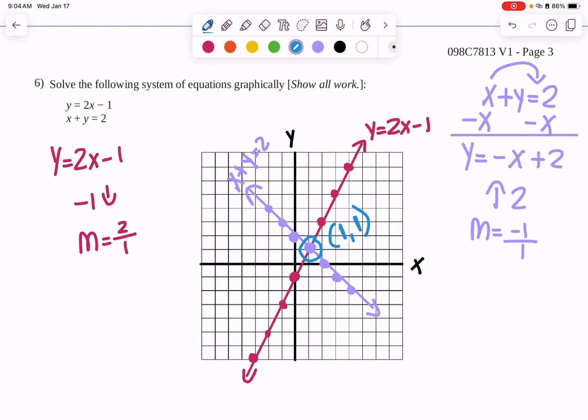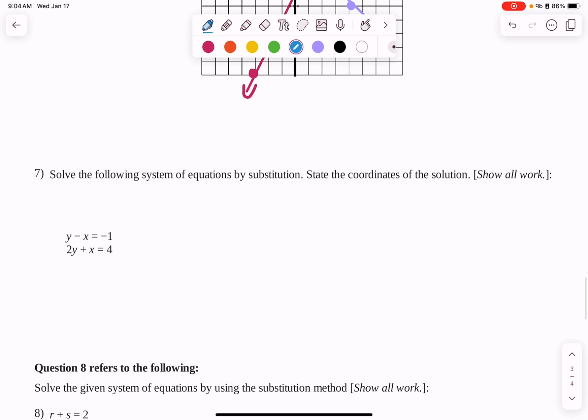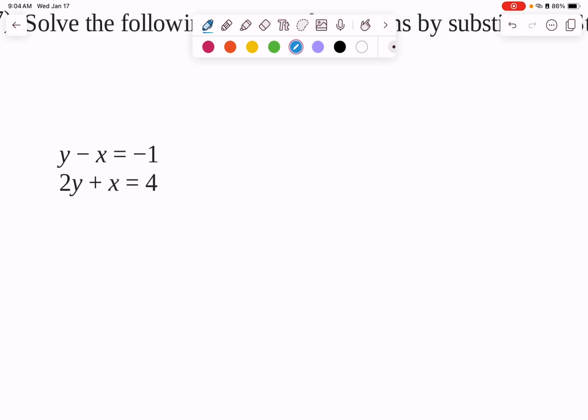Good. All right. Let's look at the next question. Solve the following system of equations by substitution. State the coordinates of the solution. All right. For substitution, you need to get one of these equations to say x or y equals. It doesn't matter. I'll just make the first one say y equals because I see this y is by itself. You can make the first one say y. You can make the second one say x equals.